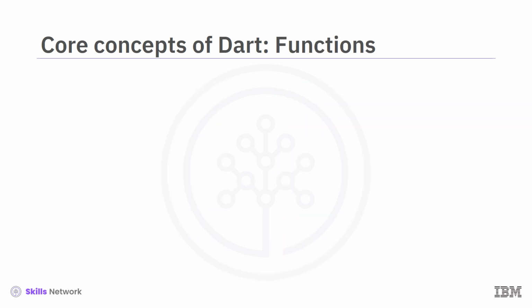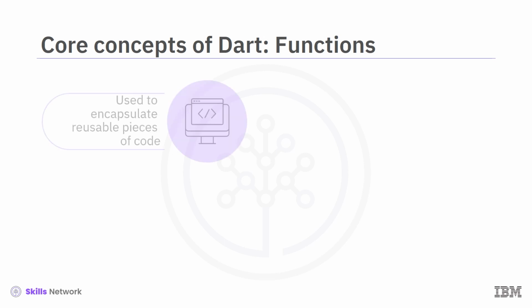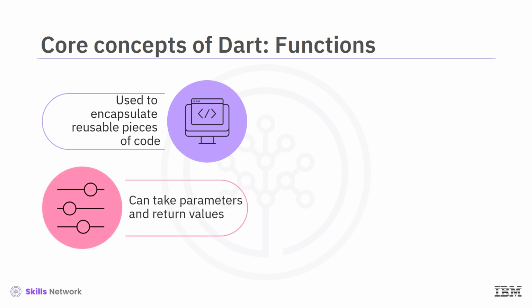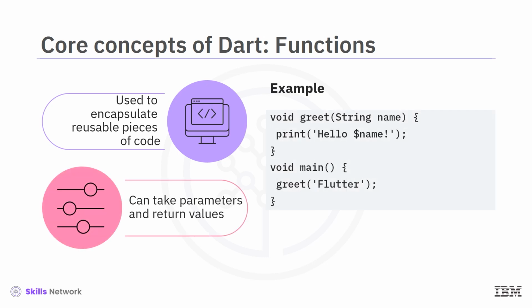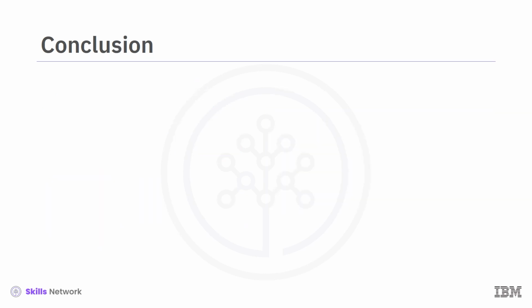Finally, understanding the concept of functions is also important when using Dart for building Flutter applications. Functions are used to encapsulate reusable pieces of code. They can take parameters and return values. Let's look at an example. The code in this example first defines a function greet that takes the parameter name. It then prints hello followed by the value of name, and finally calls the greet function with Flutter as the argument. As a result, the output that gets printed on the console is "Hello Flutter."